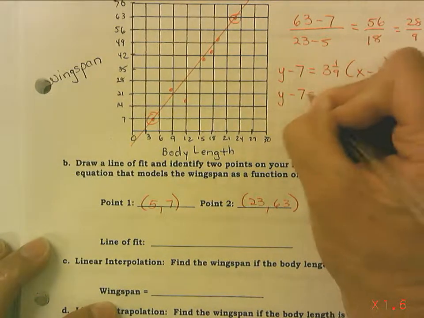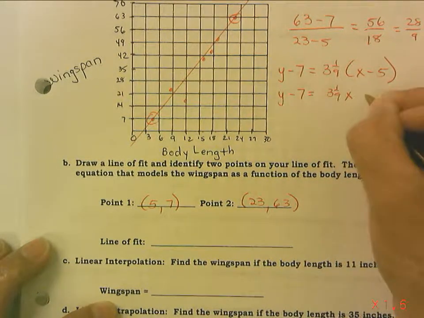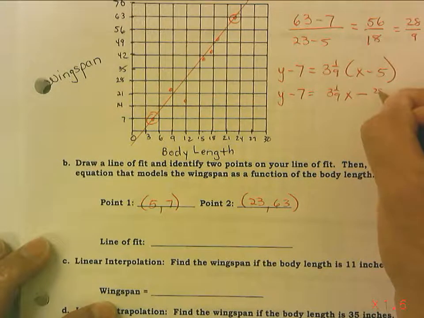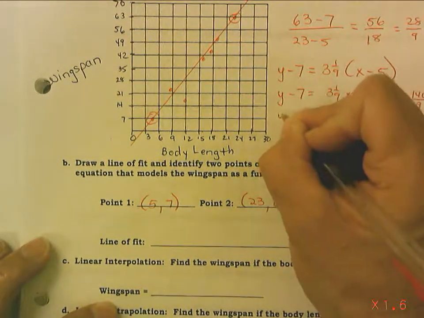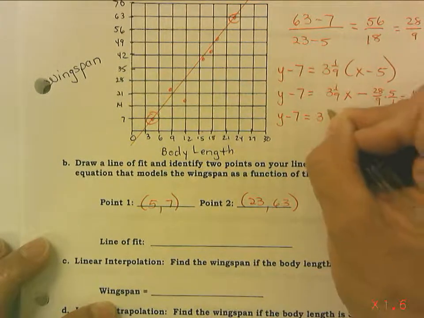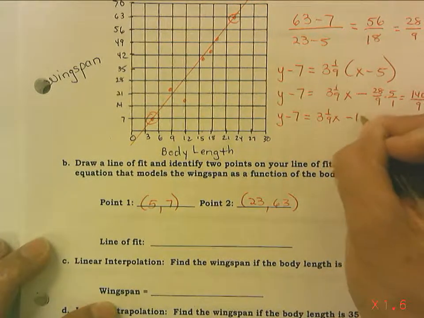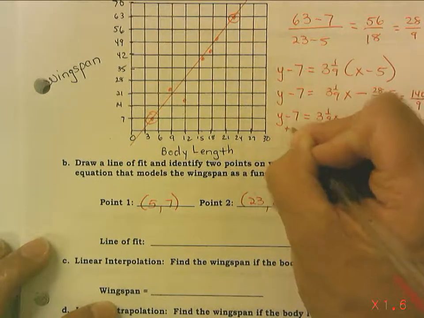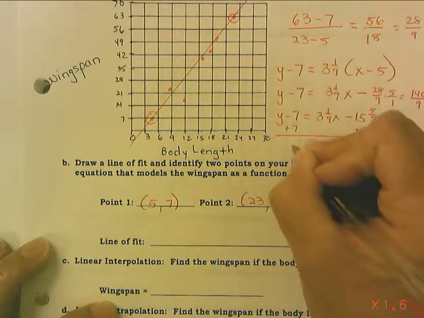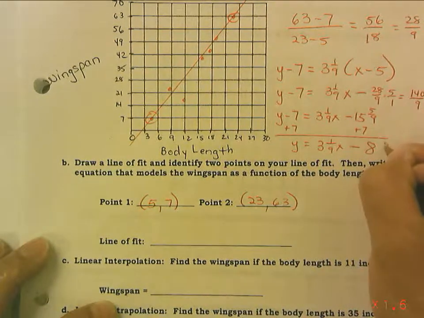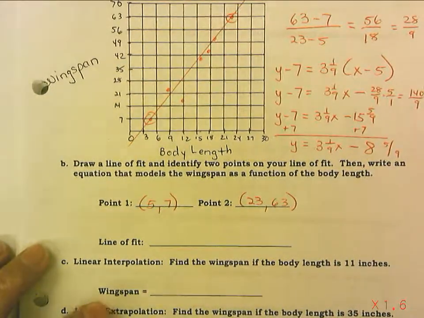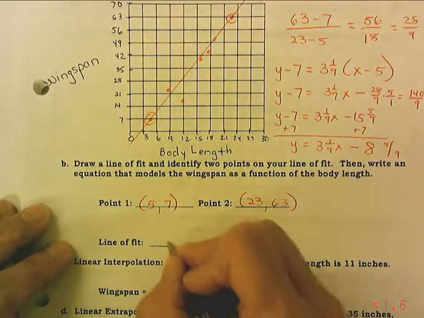That becomes y minus 7 equals 3 1/9 x minus, and I'm going to change this back to my improper fraction to multiply. And I get 140 over 9, which is 15 5/9. So I have y minus 7 equals 3 1/9 x minus 15 5/9. Now I add 7 to both sides. So I get y equals 3 1/9 x minus 8 5/9. Okay? So that is my line of fit.